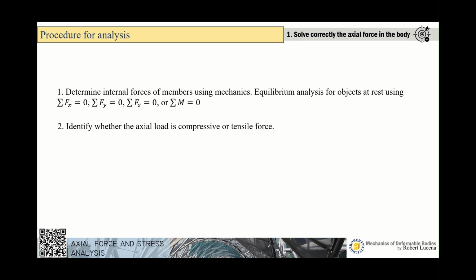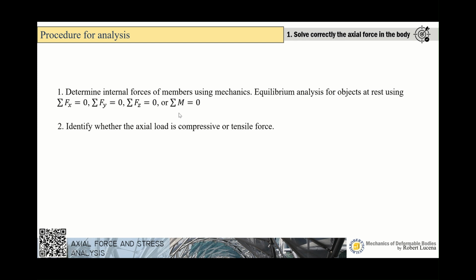Now, for the procedure of analysis, we have to determine first the internal forces of members using equations of equilibrium, because the determination of internal forces allows us to determine the internal axial force, which will eventually lead us in analyzing the internal stress, or the internal axial stress. So the equations of equilibrium are actually needed in this lecture. Those are summation of forces along x equals 0, summation of forces along y equals 0, summation of forces along z equals 0, and summation of moment equals 0.